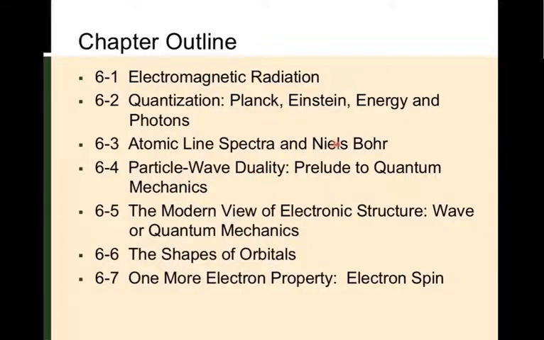Talking about atomic line spectra and Niels Bohr, we'll be talking about particle wave duality as a prelude to quantum mechanics, although only very briefly and in limited detail. We'll be looking at the modern view of electronic structure, wave or quantum mechanics. We're looking at the shapes of orbitals and then looking at a final electron property, the electron spin.